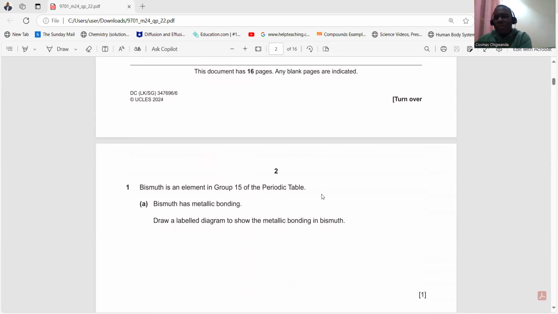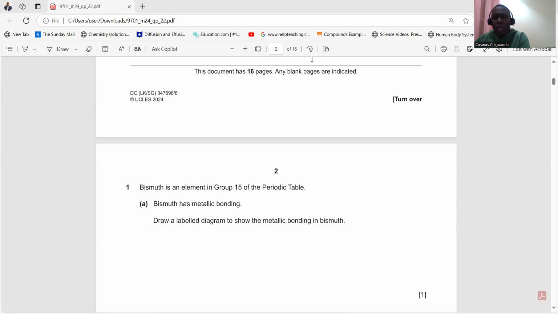Question 1A was talking about bismuth being an element that shows metallic bonding. Well, what is metallic bonding? Metallic bonding, in short, is an array of positive ions, cations, that are surrounded by a sea of delocalized electrons. I suppose you know that the sea of delocalized electrons is responsible for conducting electricity, even heat, across the metal lattice, for instance. So the diagram must show this regular arrangement of the positive ions surrounded by a sea of delocalized electrons.